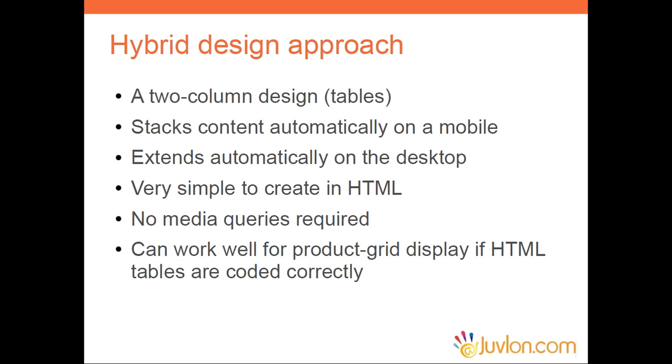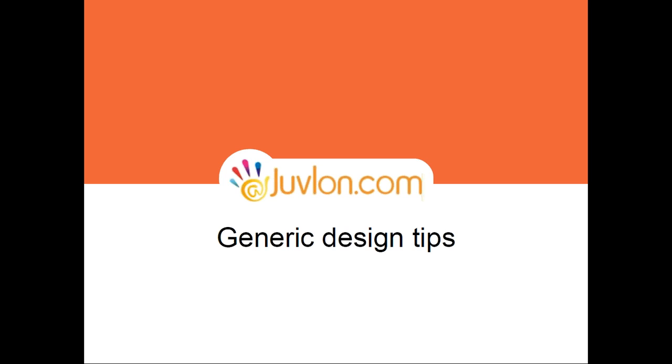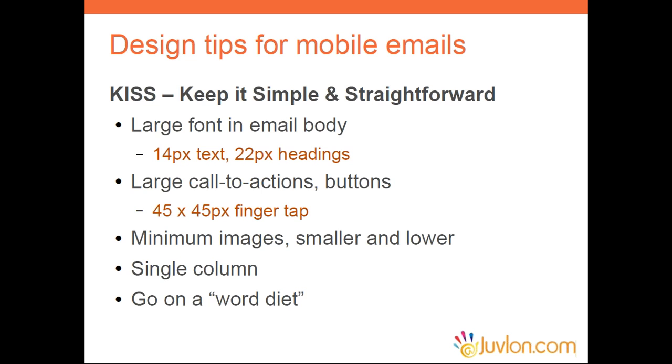Right, so this is what I just covered. Now, no matter what design approach you take, there are some simple design tips or guidelines that are relevant to mobile emails. Let me cover those guidelines for you. Well, you need to keep it simple and straightforward nonetheless. Use large fonts. Because your email app will shrink everything, you need to compensate. 14 pixels text size, 22 pixels headings, ideal formats.